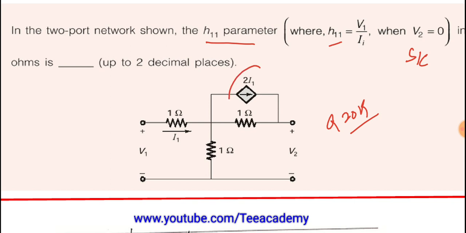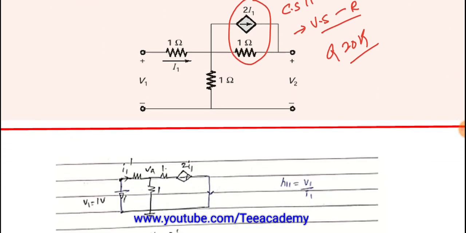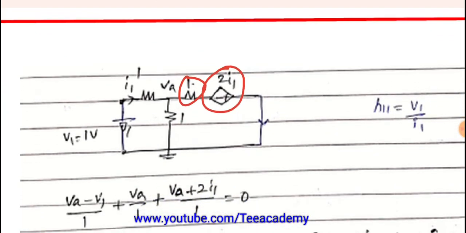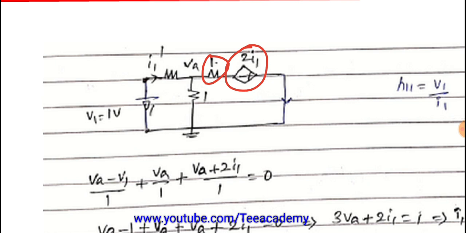Here a current source is in parallel with a resistor, which can be represented as a voltage source in series with a resistor. So we are converting this entire network by using the formula V is equal to I into R. I can convert this dependent current source into a voltage source by multiplying with the 1 ohm resistor. So the current source is going to become a voltage source, and that's what I have written directly here: a voltage source in series with a resistance of 1 ohm, and the rest of the network. Now we will apply the voltage analysis here.